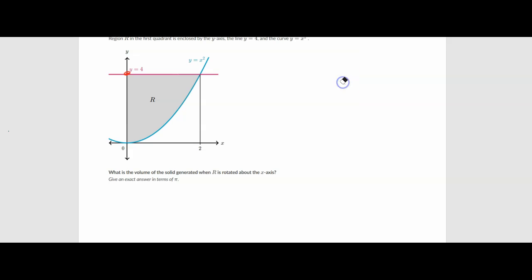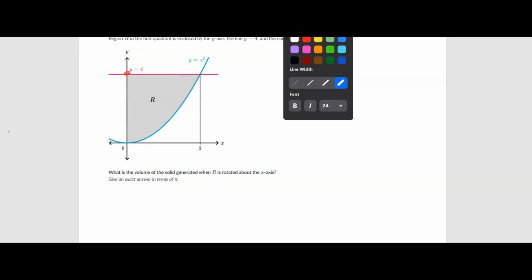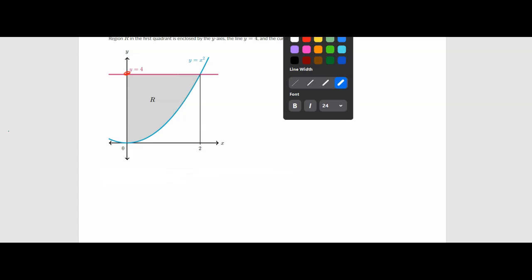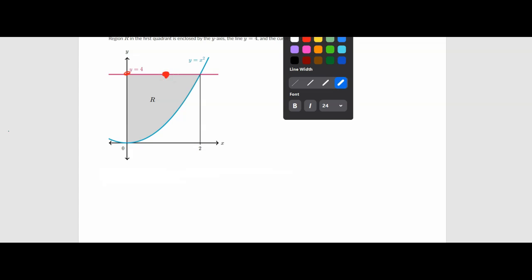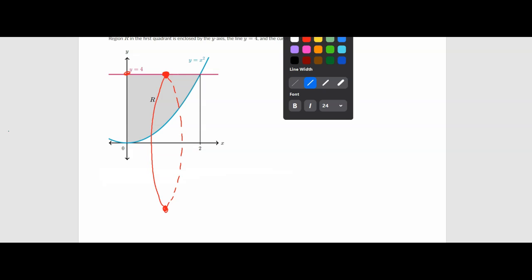Let me go back and erase these words so we have some more space. Okay, let's take this point right here, and I'm going to rotate that around. So that would be a slice of my big cylinder. And then I'm going to look at this point directly underneath it, but that's on the blue curve, and I'm going to rotate that around.